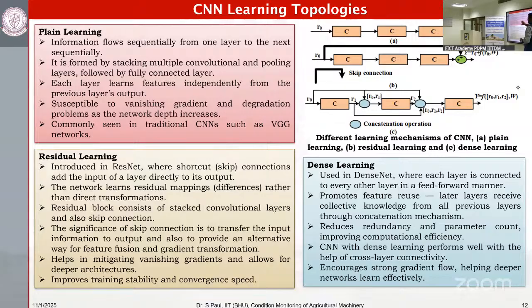One is called plain learning. That means you give the input, you do the first convolution operation. With that output, you do the second convolution operation. With that output, you do the third convolution operation, fourth, fifth, sixth, and so on. You have only one input, modify it through a convolution operation, and you get the convolved output. Then you do the second operation, then the third. It is like a serial operation. But what is the problem with this?